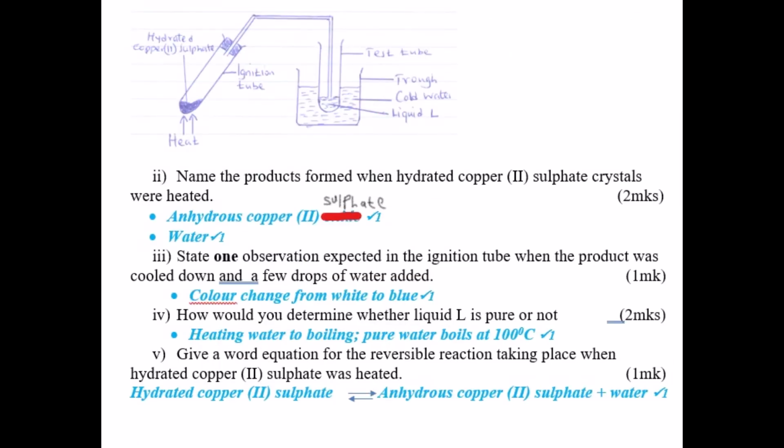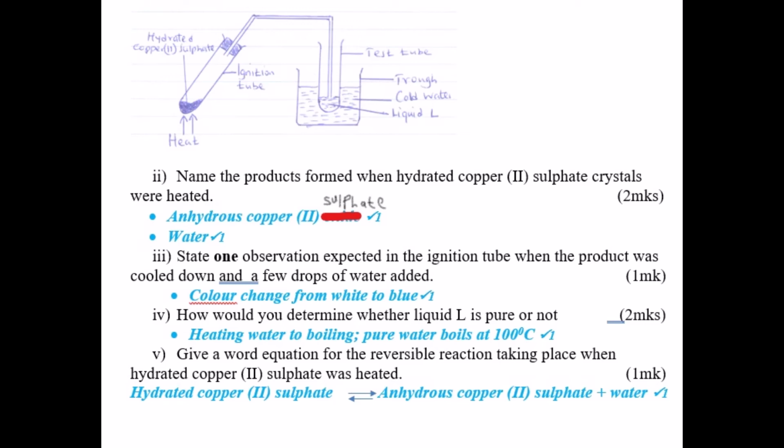Okay, going ahead to Roman 2, you're supposed to name the final substance that will be in the ignition tube. That will be anhydrous copper 2 sulfate, the white substance, and of course water will also be produced. It is the colorless liquid L on the other side. Good.